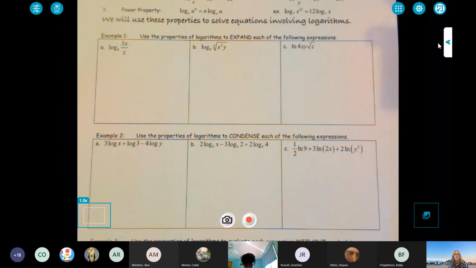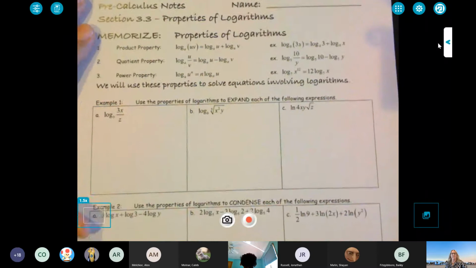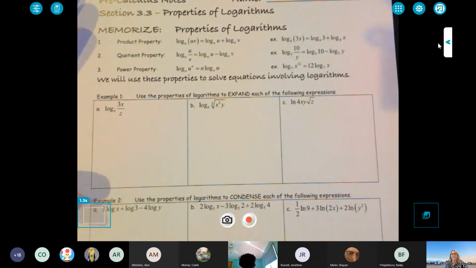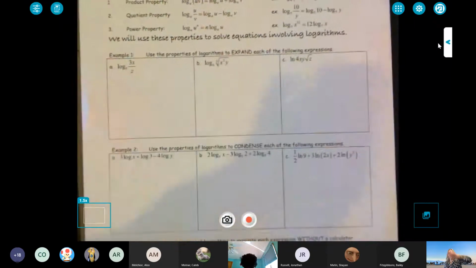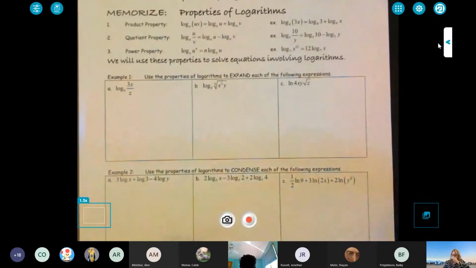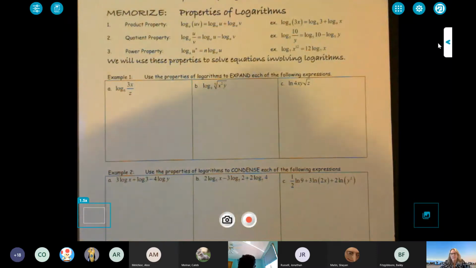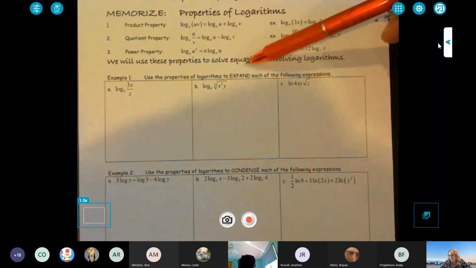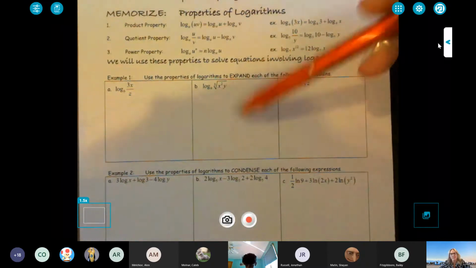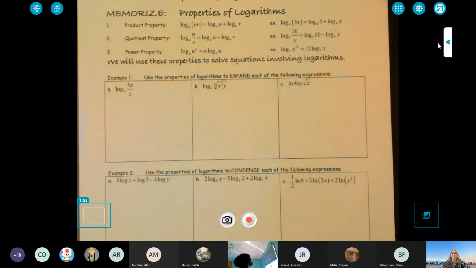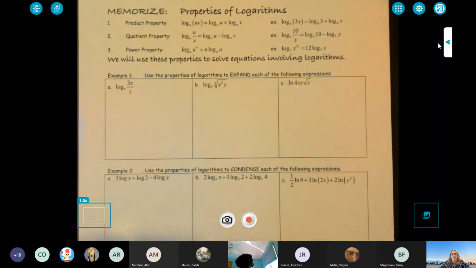Right, so here we go. I'm going to quickly go through the three properties. Now, these properties, you know, they're not severely important, but you do need to know them, and they can be helpful to you when you're simplifying. You do need to know how to expand and condense. That's something that we do in calculus. We don't do a whole lot of it, but we do it. So let's go through the properties.